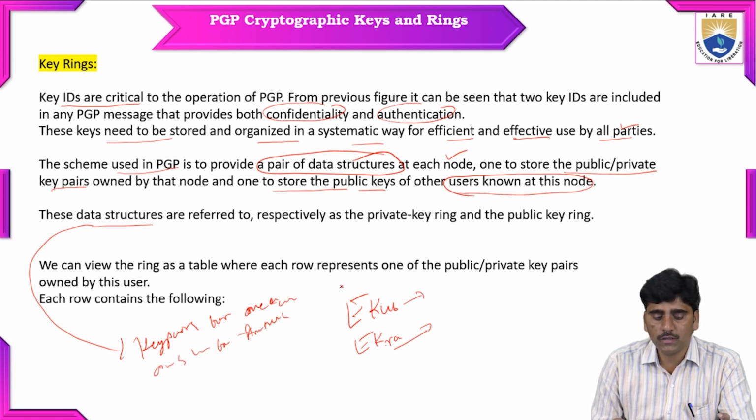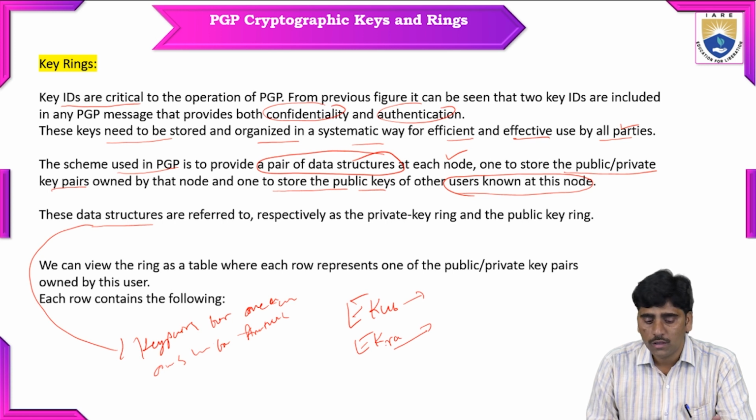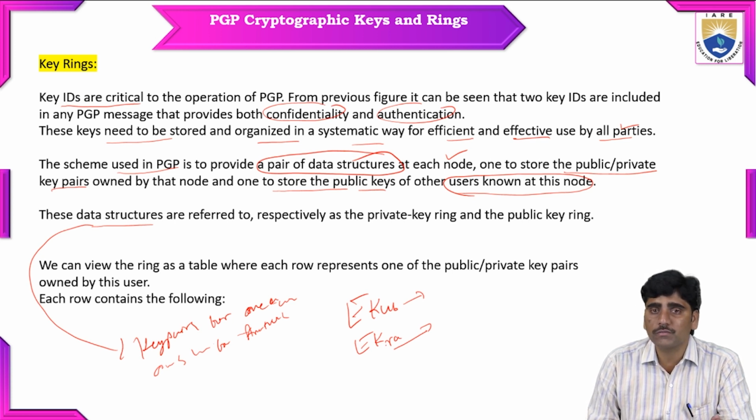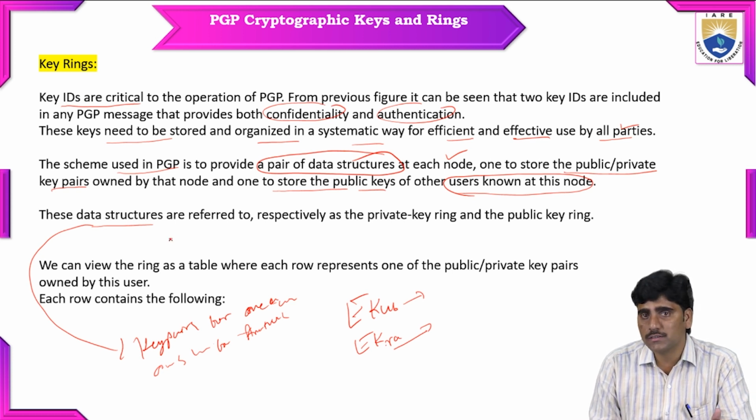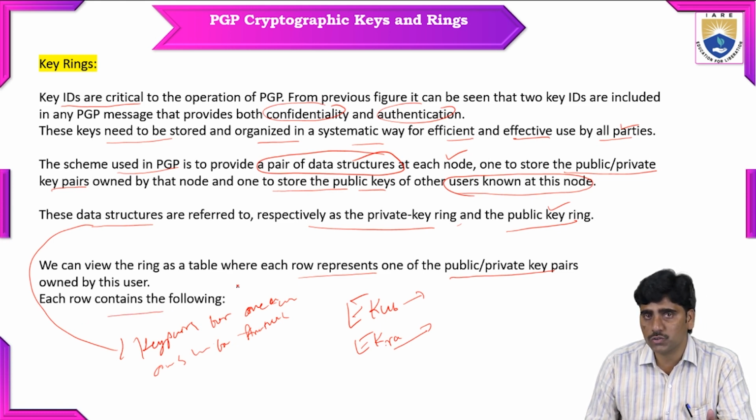So simply we can say that it is a data structure that points towards the next node, and each node represents some type of key ring. These data structures are referred to respectively as the private key ring and the public key ring. So we can view the ring as a table where each row represents one of the public or private key pairs owned by this user. So what does each row contain? The following shows each row.